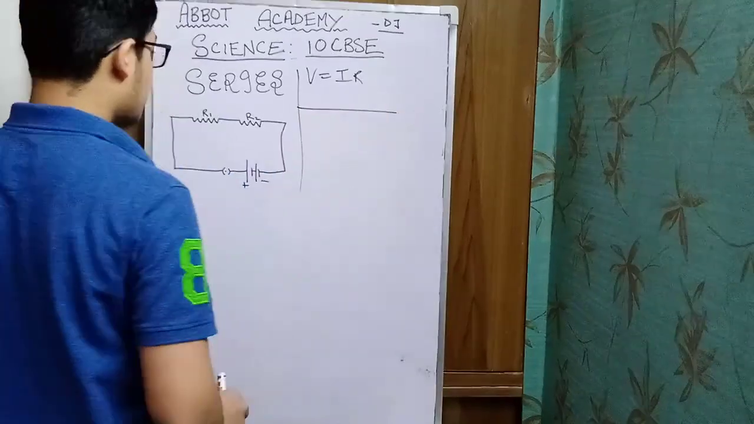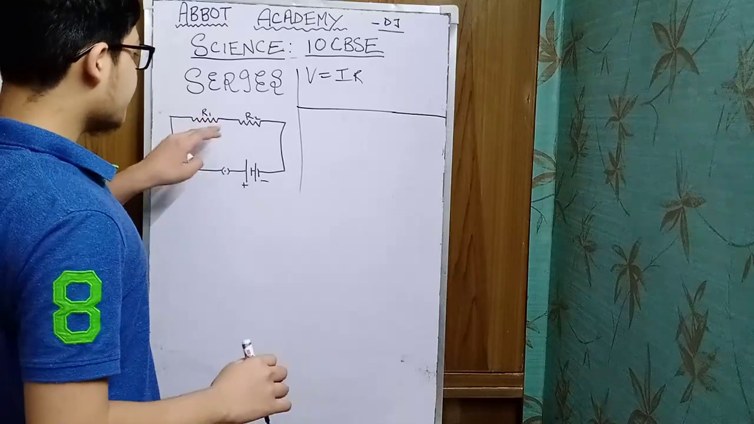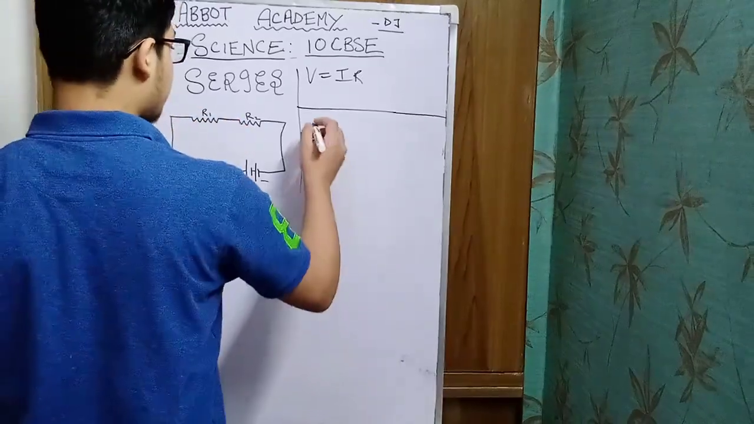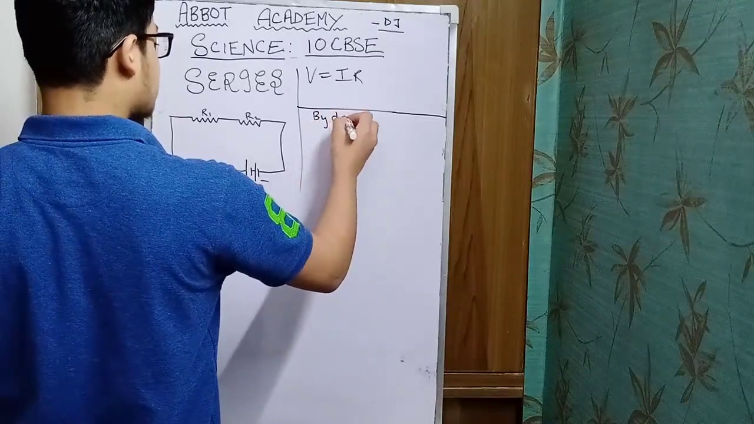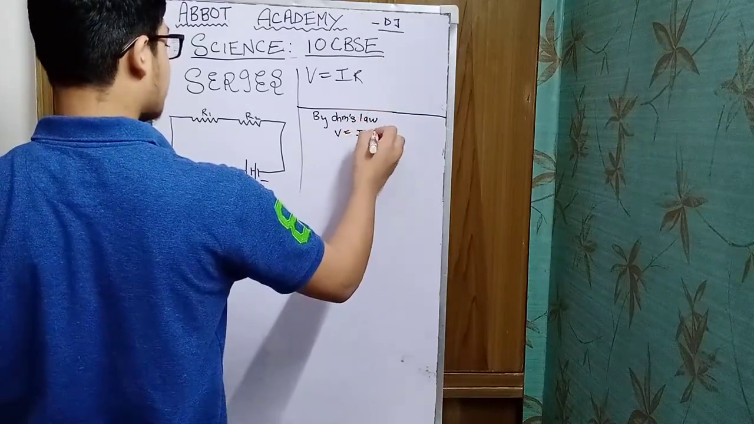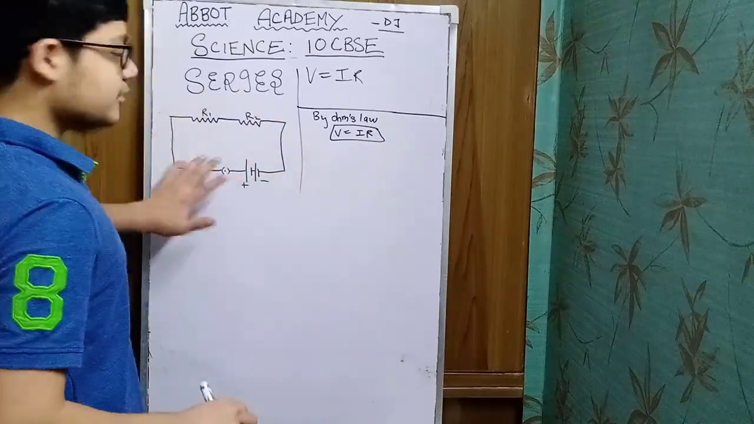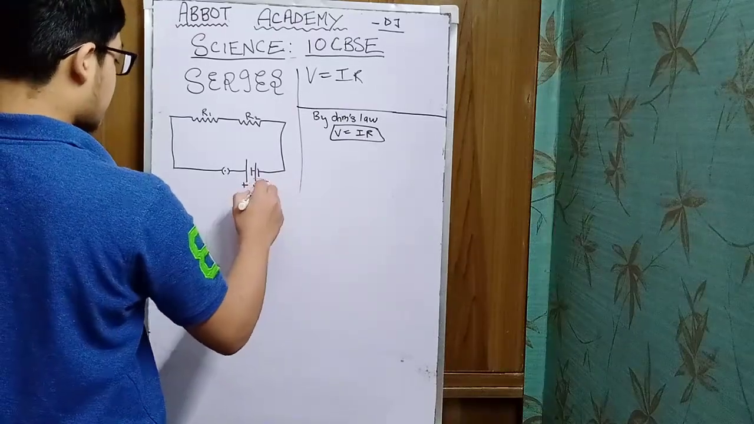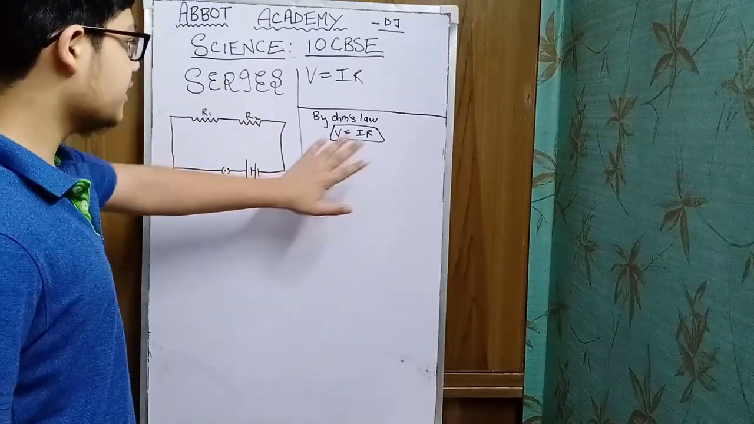Let us see. As we know that the current remains the same, the current flowing in R1 and the current flowing in R2 will be the same. So I can write by Ohm's law, which I have covered in my previous video, V equals IR. This is the potential difference across the whole circuit. So let it be V. V equals IR, the potential difference across the whole circuit.